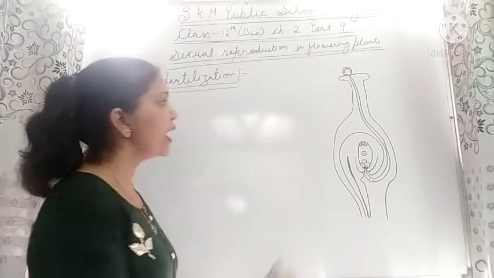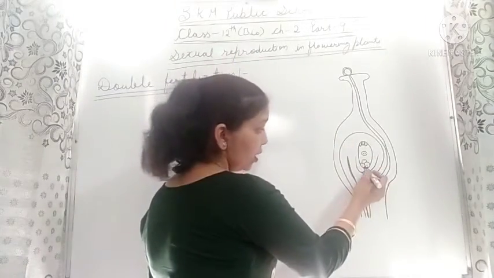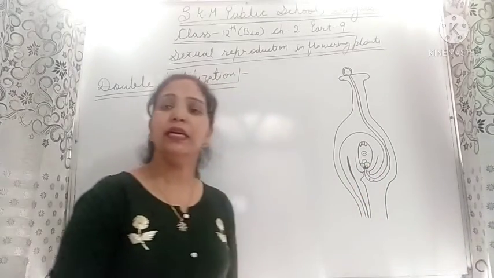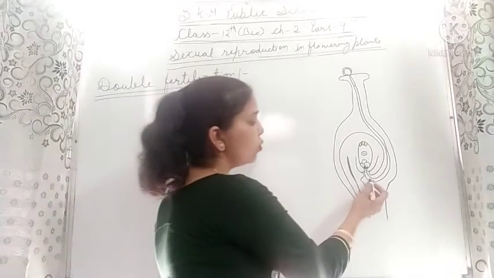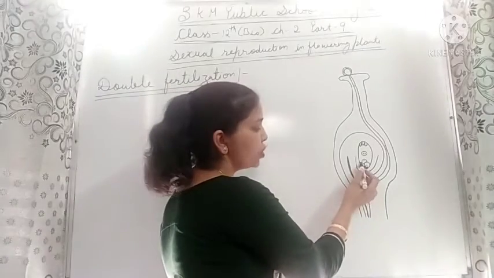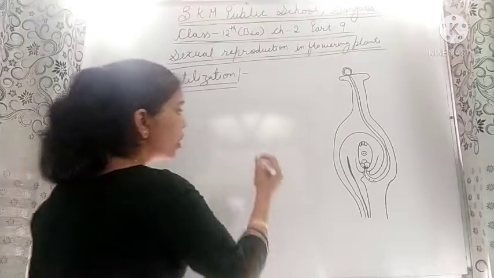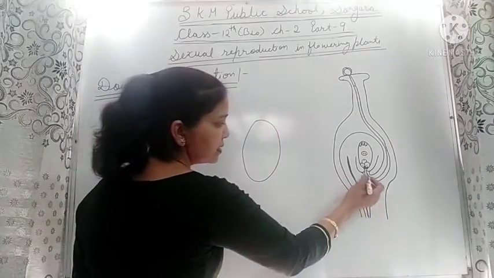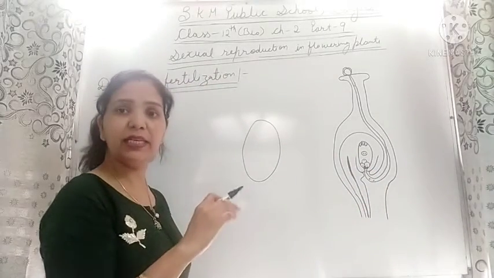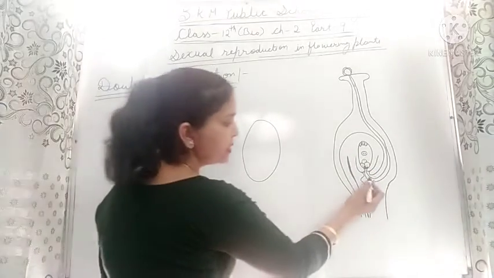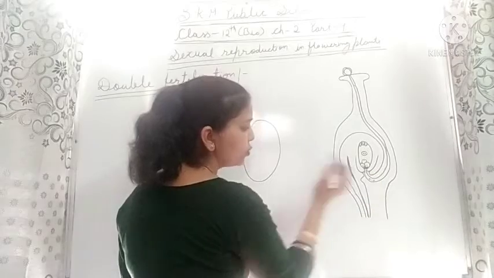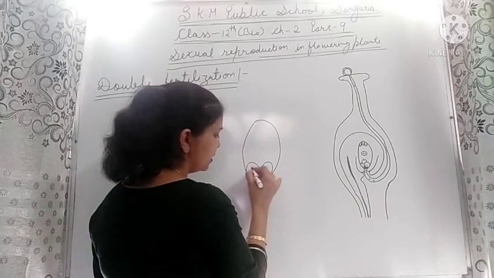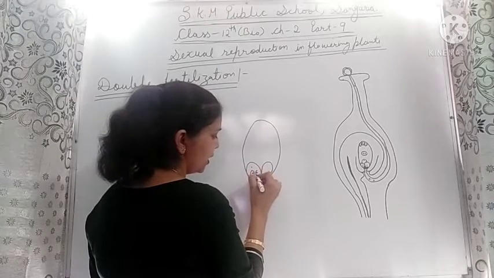Okay, after the pollen tube enters one of the synergids, it releases 2 male nuclei into the cytoplasm of the synergid. When the pollen tube enters the synergid cell, after entering, it releases these 2 male nuclei into the cytoplasm of the synergid. These are the 2 male nuclei.